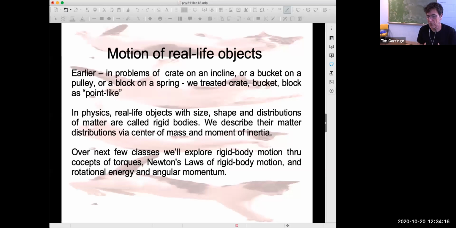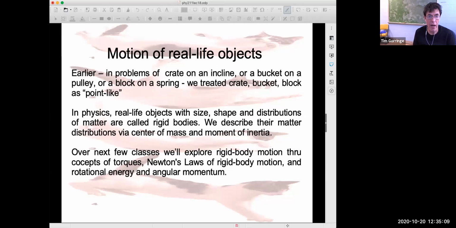And so we're moving on in today's class to actually treat the size, the shape, the matter distribution of real life objects more realistically. So over the next classes, I'm going to tell you how we describe distributions of matter, like the crate or the block or the bucket, in terms of what we call the center of mass, and in terms of what we call the moment of inertia. And then we'll look at the motion of rigid bodies, like the crate and the bucket and the block.